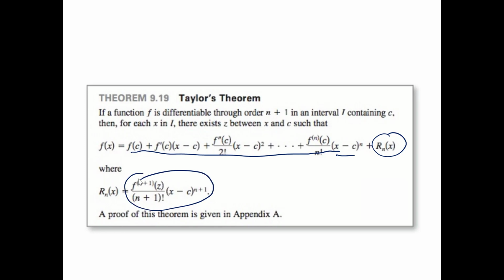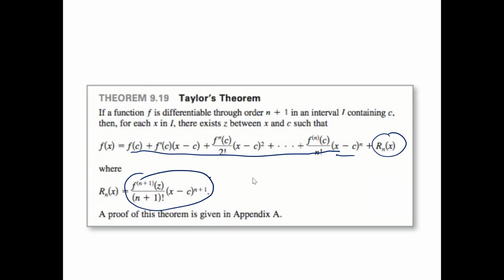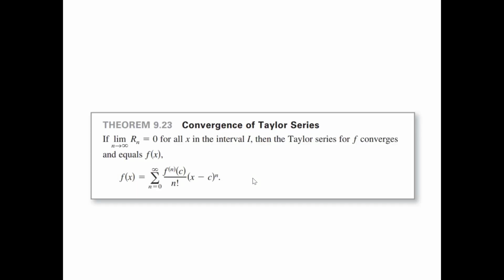And so what that means is if this part right here goes to 0, then your error goes to 0, and your power series converges to your function. And that's what this theorem tells you. If the limit as n goes off to infinity of Rn equals 0 for all x in an interval, then the Taylor series of f converges and equals f of x.